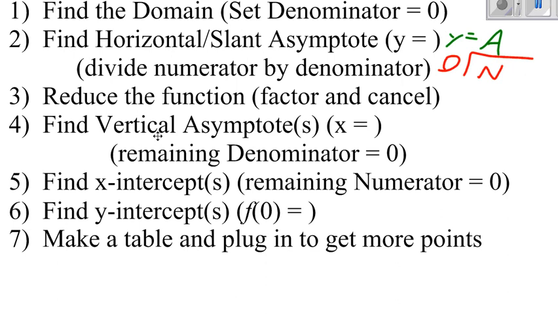Before you can do anything else, you have to reduce the function, so you have to factor and cancel. Then you'll find the vertical asymptotes by setting the remaining denominator after you cancel out equal to 0. Then find the x-intercepts by setting the numerator, the top, equal to 0. Plug in 0 to find any y-intercept. And then you can also make a table to get more points. Normally we'll do 3 on each side of the asymptotes.